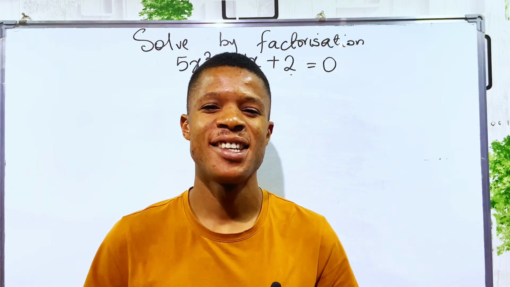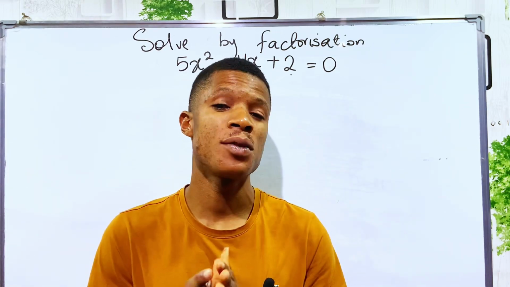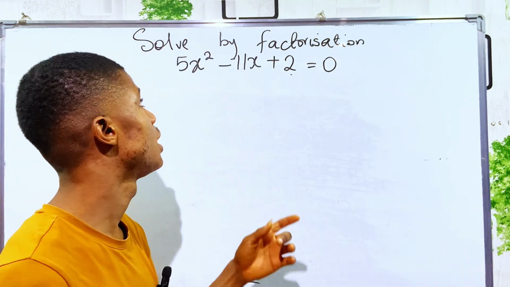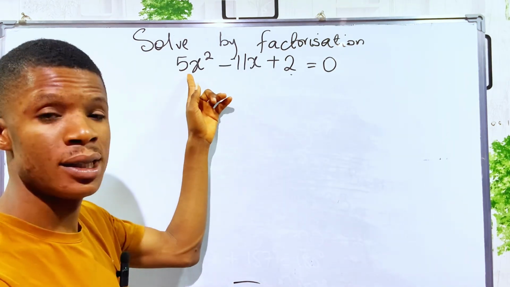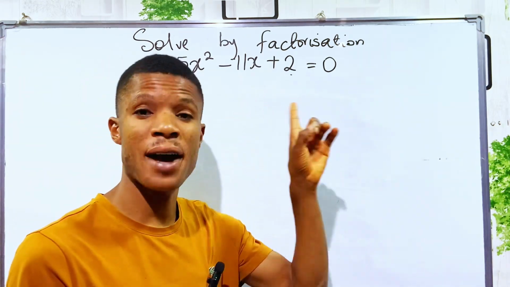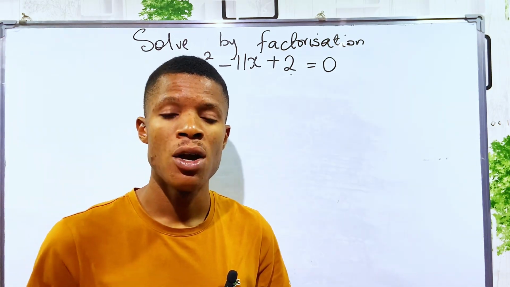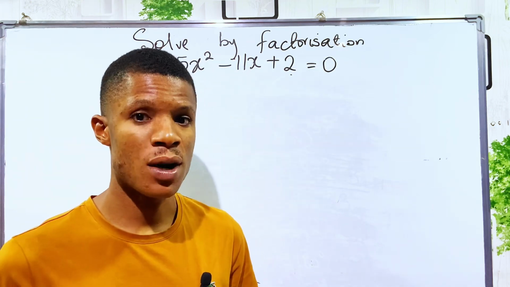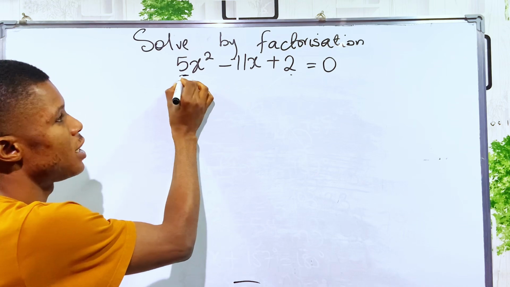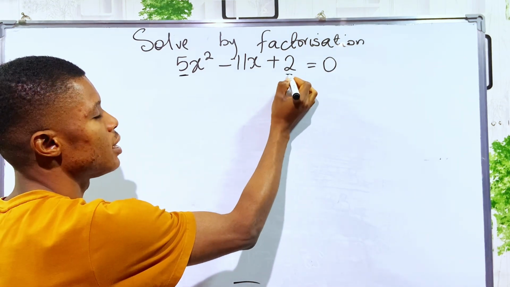Hi guys, in this video we'll learn how to solve a quadratic equation when the leading coefficient is more than 1. Here we have 5, but the method we'll be using is called the factorization method. For us to solve by factorization, all we have to do is to take the leading coefficient 5 and multiply it to the last term.